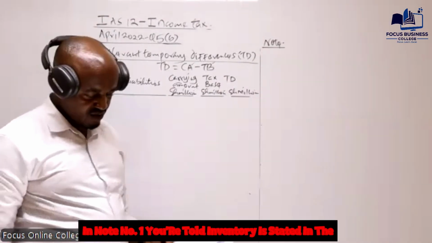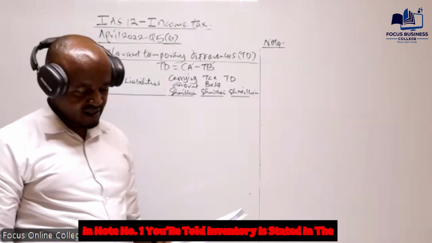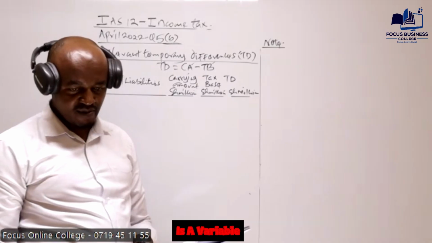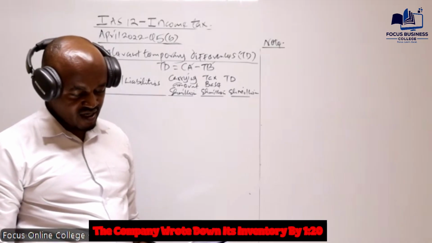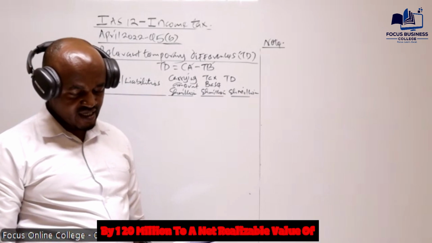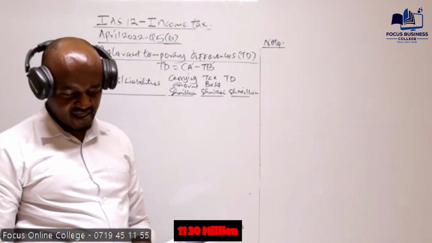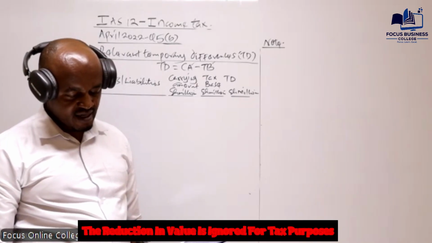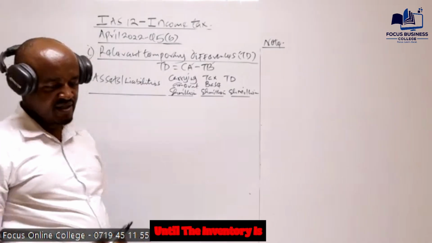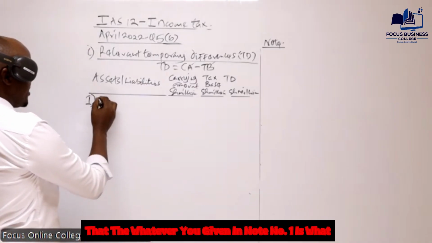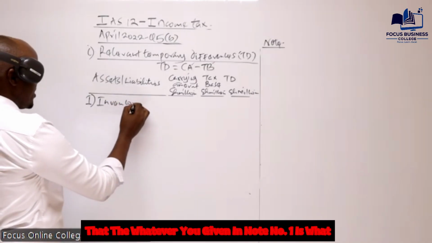In note number 1, you're told inventory is stated in the financial statement at the lower of cost and net realizable value. The company wrote down its inventory by 120 million to a net realizable value of 1130 million. The reduction in value is ignored for tax purpose until the inventory is sold. So what you're given here, you first of all write that whatever you're given in note number 1 is inventory.